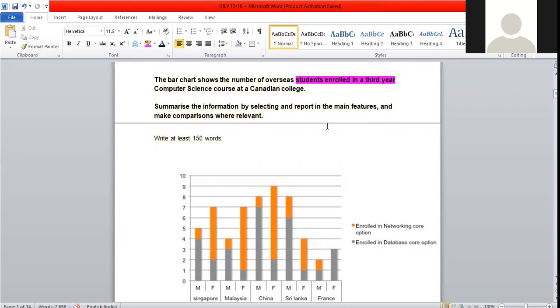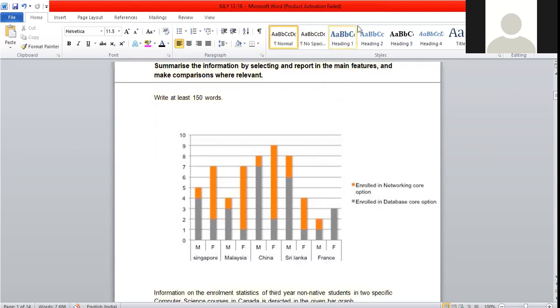So here I have the subject as the student enrollment in a third year computer science course at a Canadian college. So the tense is past tense because the enrollment is already done. So they have joined, admission process over. So the thing is written in past tense. That's the thing.